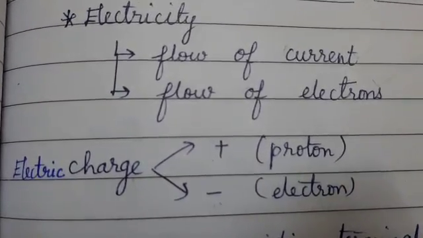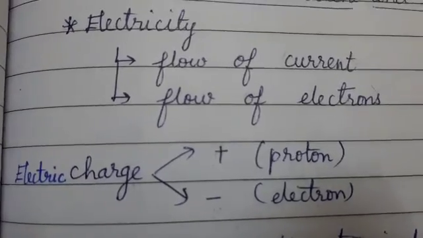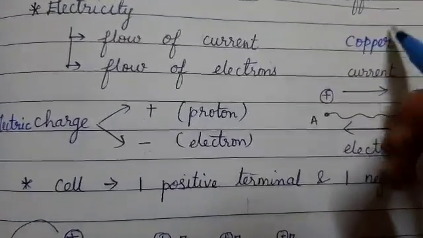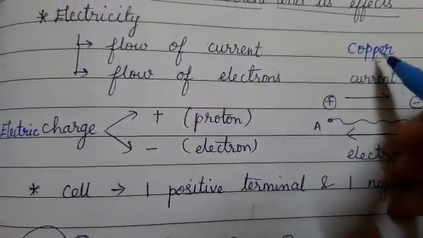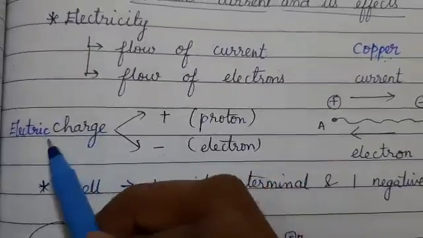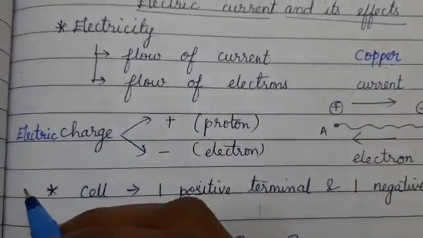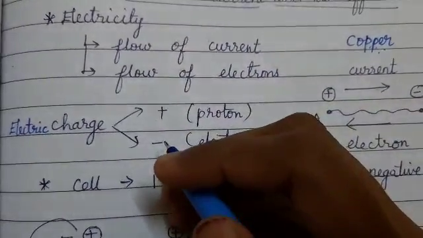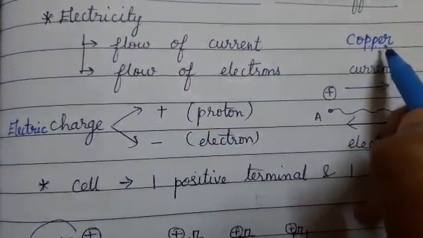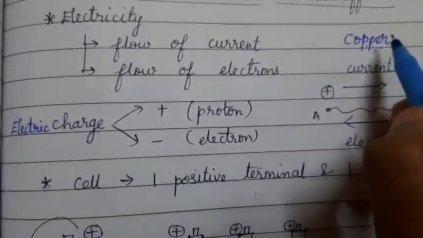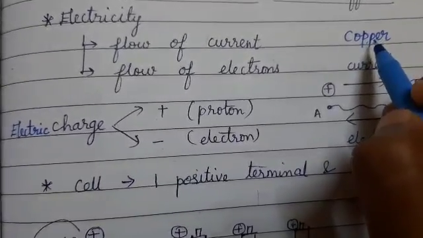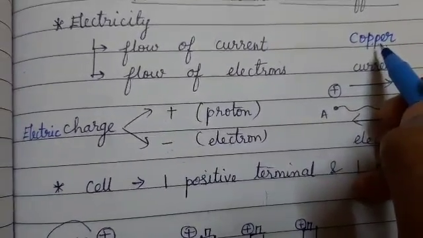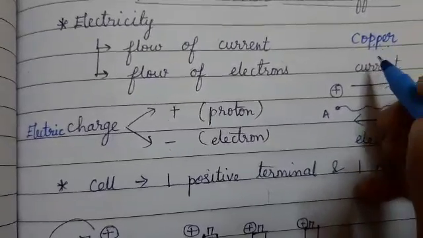The wires which are given as connections to the appliances are made up of copper. Okay, copper is a metal which allows the passage of electric charges through it. So all metals do not allow electricity to flow through them. But certain metals like copper and silver will allow the electricity to flow through them. Since silver is expensive, it is costly, we don't use silver wires.